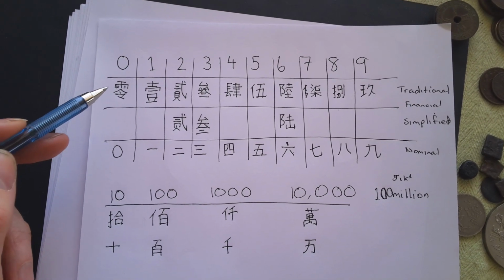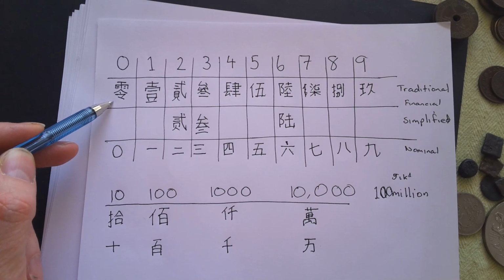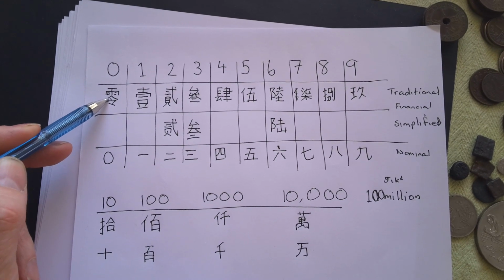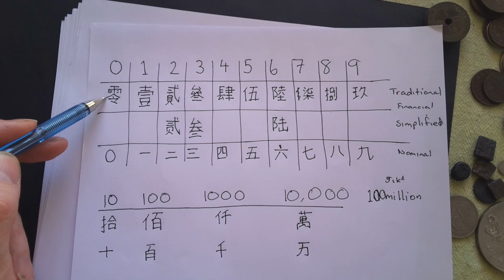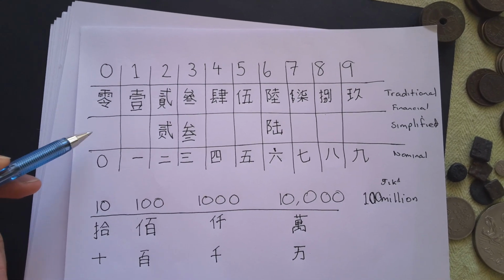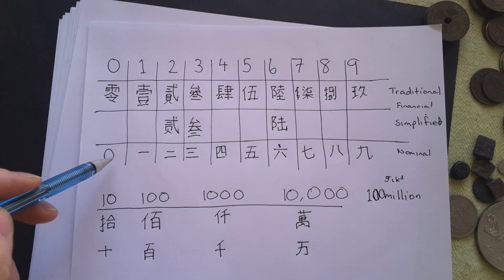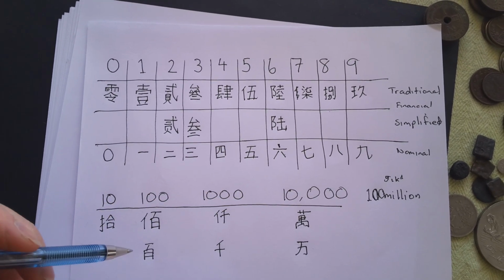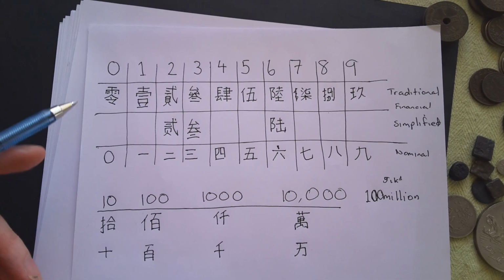The first numeral is 0, and that's either in this form or this form. This is the traditional form. The simplified is down below, and as you can see, not all the numbers are actually simplified. And this is a nominal one. These are ones that you'll probably find on banknotes or coins, but not always.